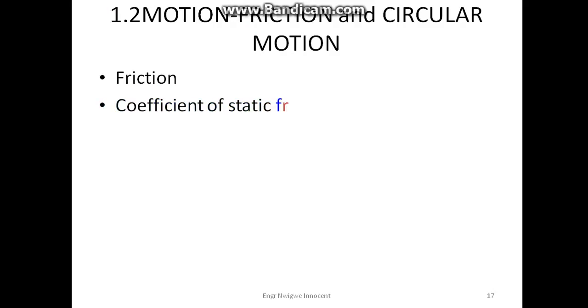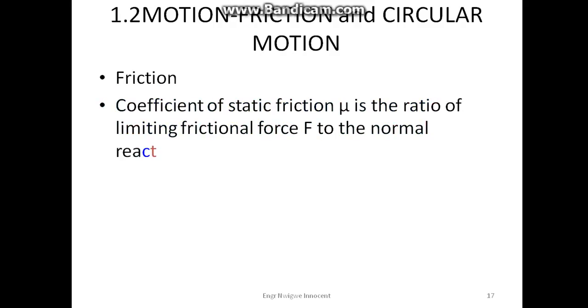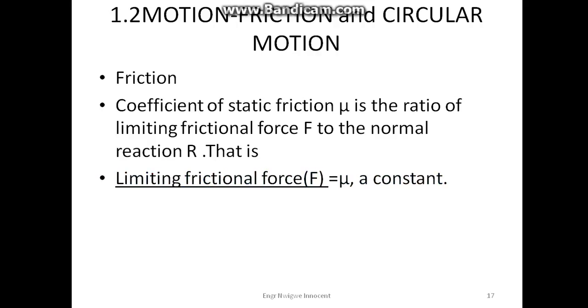And let's go to another chapter, 1.2. We'll be looking at motion, but under this motion we have friction and circular motion. Then let's start by looking into friction. The coefficient of static friction mu is the ratio of the limiting frictional force F to the normal reaction R. That is, limiting frictional force F over normal reaction R gives us mu, which is a constant.